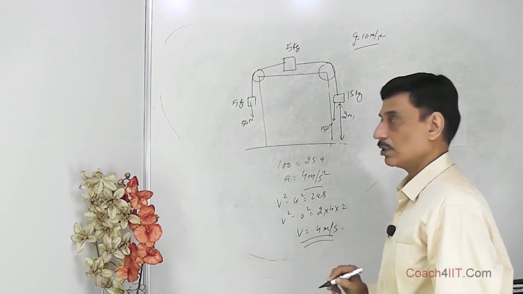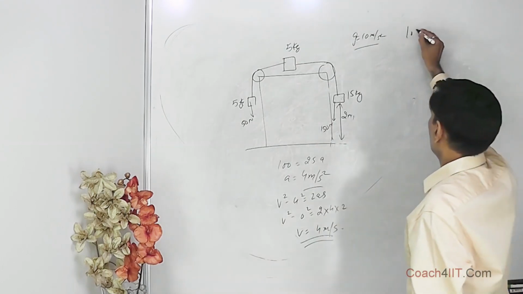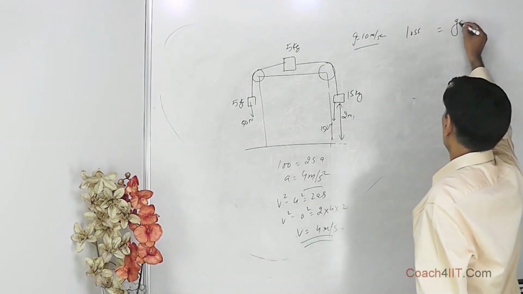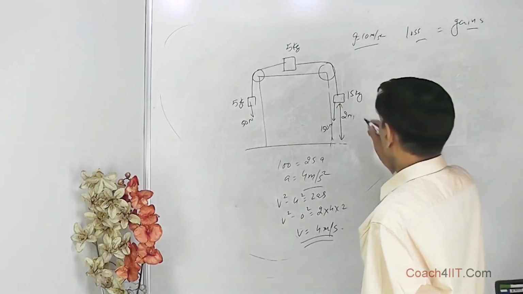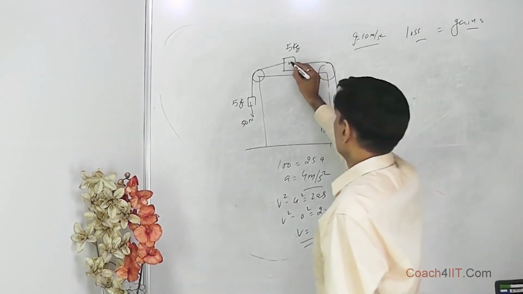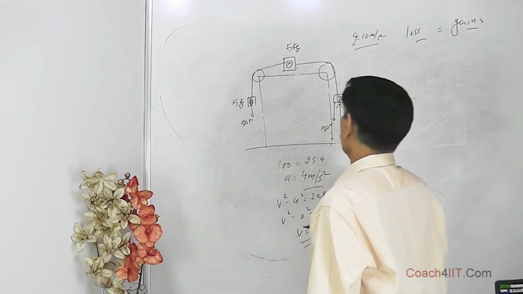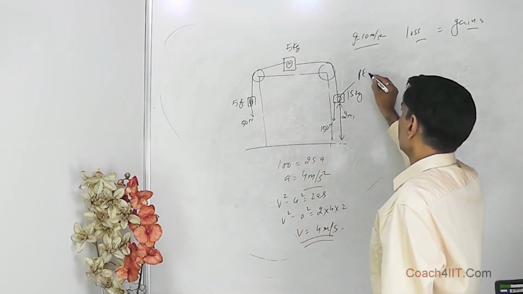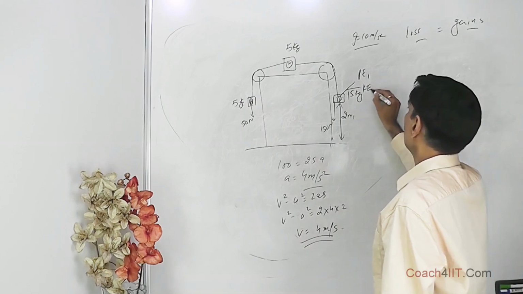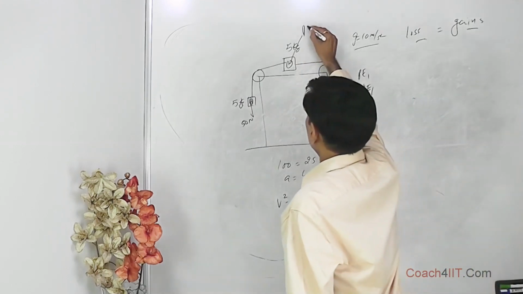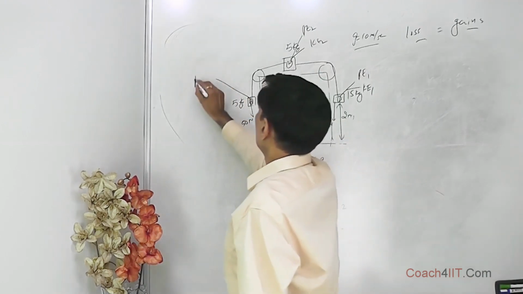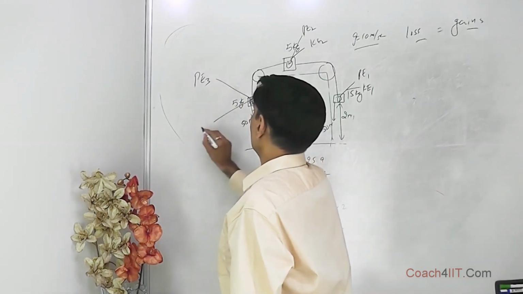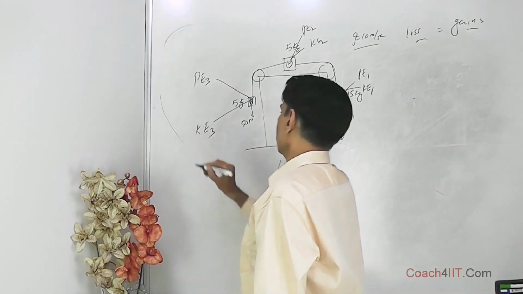Now let's solve it on the basis of losses and gains. That is, we are going to put losses equal to gains and we are going to get the answer. So let's call it object number 1, object number 2, body number 3. So we are talking about changes in potential energy 1, kinetic energy 1, potential energy 2, kinetic energy 2, potential energy 3, kinetic energy 3.